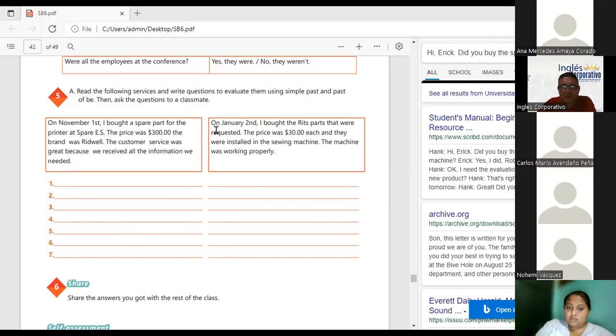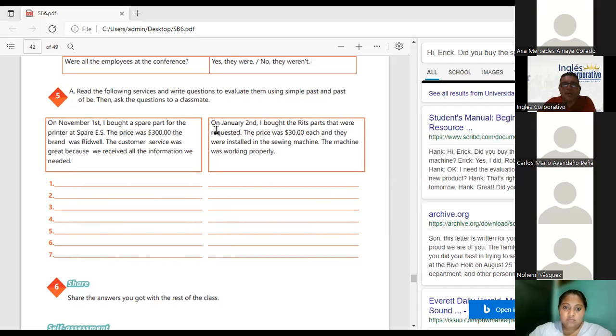Did you buy a spare part for the printer? Yes, I bought on November 1st. November, capital M or lowercase? Capital letter. When did you buy the parts that were requested? How was the attitude of the seller? Did we receive all the information? Receive has to stay in its base form, because did automatically changes everything to past tense.